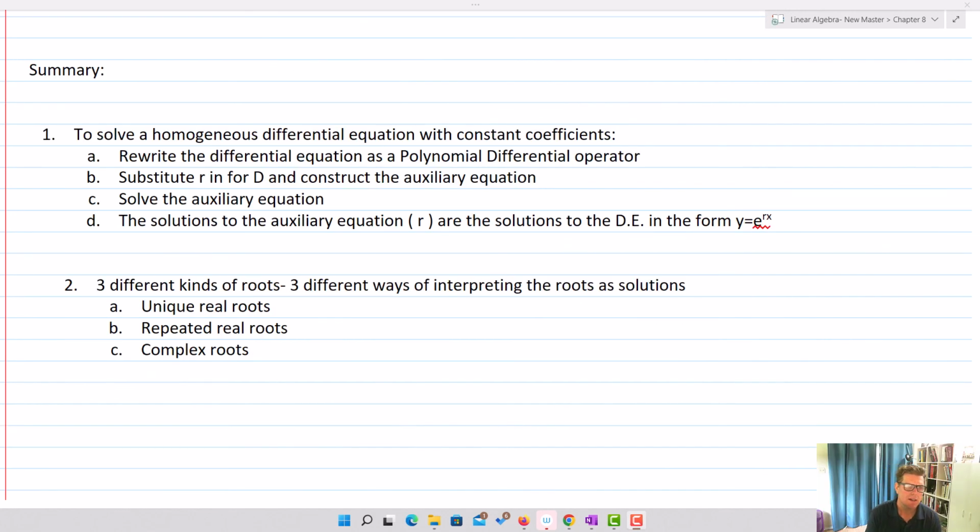So just to summarize, to solve a homogeneous differential equation with constant coefficients, we rewrite the differential equation as a polynomial differential operator. Then we substitute r^n for D^n and construct the auxiliary equation. Then we solve the auxiliary equation, and the solutions to the auxiliary equation give the solutions to the DE in the form y equals e^(rx). We have 3 different kinds of roots, and 3 different ways of interpreting them, and we went through that whole process with some examples. We either have unique real roots, repeated real roots, or complex roots. Those are our options for dealing with the solutions to these homogeneous differential equations. So that completes the lecture.